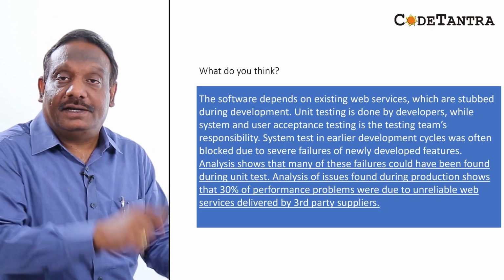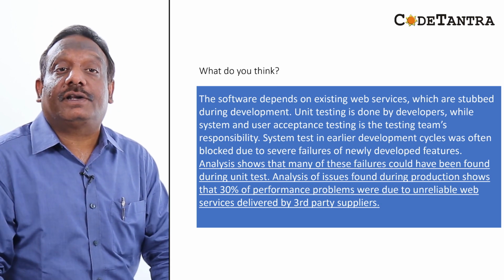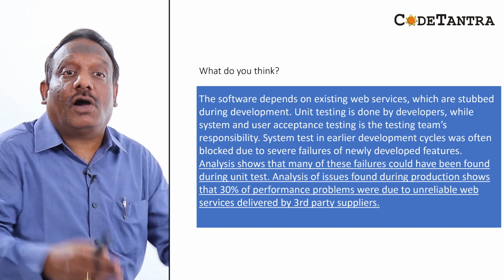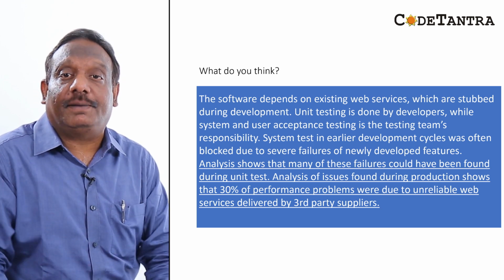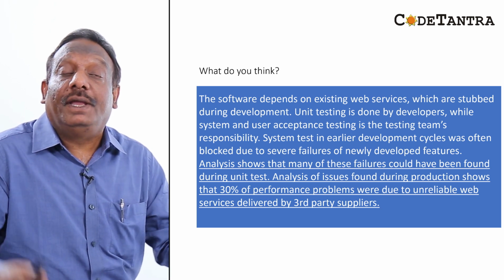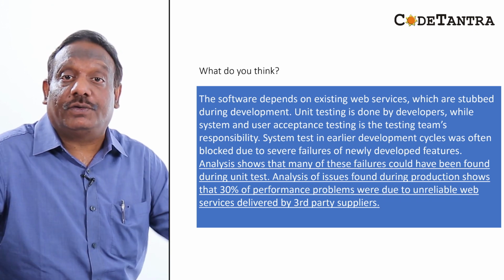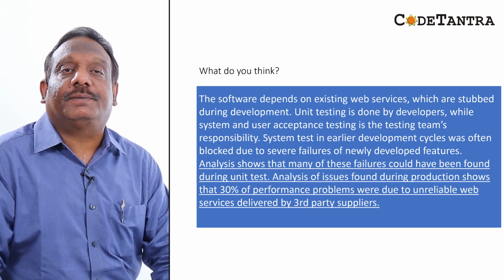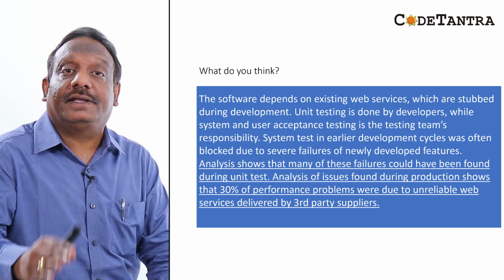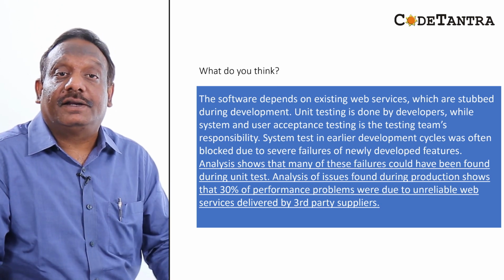Unit testing is done by developers, while system and user acceptance testing is done by the testing team, and that is your responsibility. And system test in earlier development life cycles was often blocked due to severe failures of newly developed features. That's why management is not so happy. So analysis has shown that many of these failures could have been found during unit test. An analysis of issues found during production shows that 30% of the performance problems were due to the unreliable web services delivered by the third party suppliers. That's why the performance testing maybe couldn't have been done, and those are the real top issues.